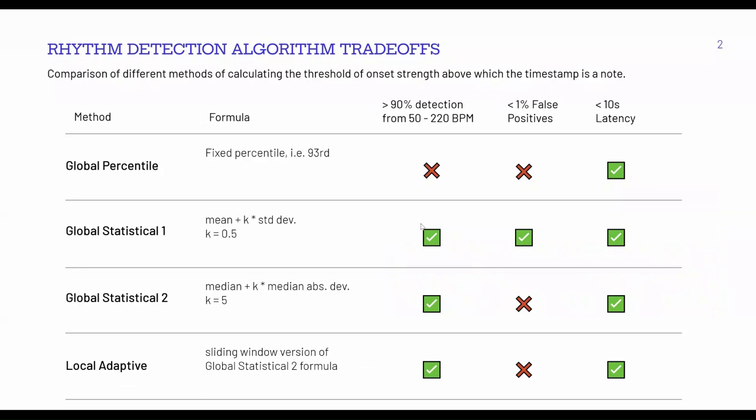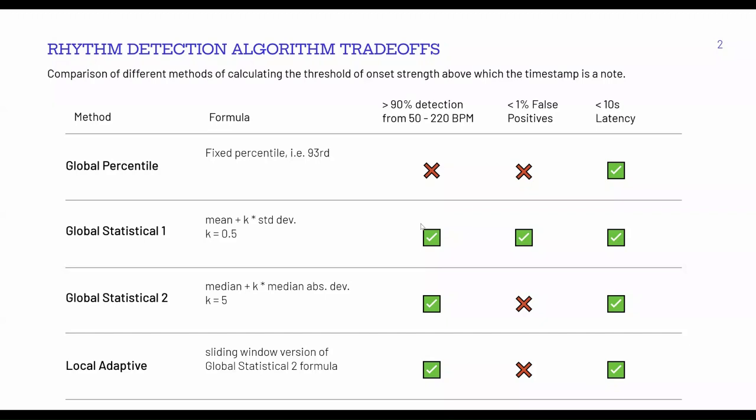One consideration in trying to calculate the threshold above which a timestamp should be considered a note is that we much prefer false negatives to false positives, as having a tile not fall on a note in the song will simply make the game easier, but having extra tiles that do not correspond with the rhythm would be confusing and frustrating for the player. We explored a few different methods of determining this threshold.